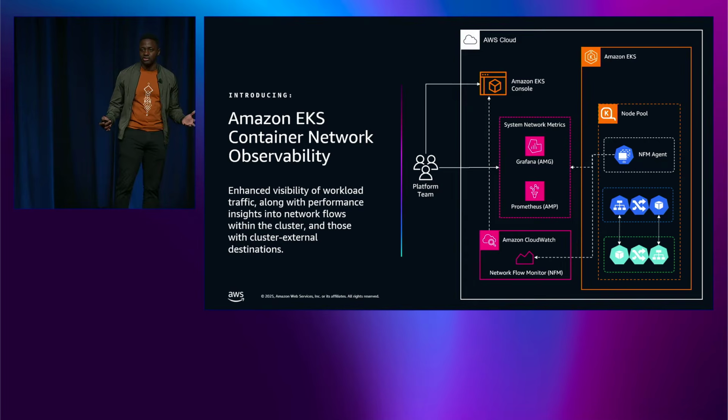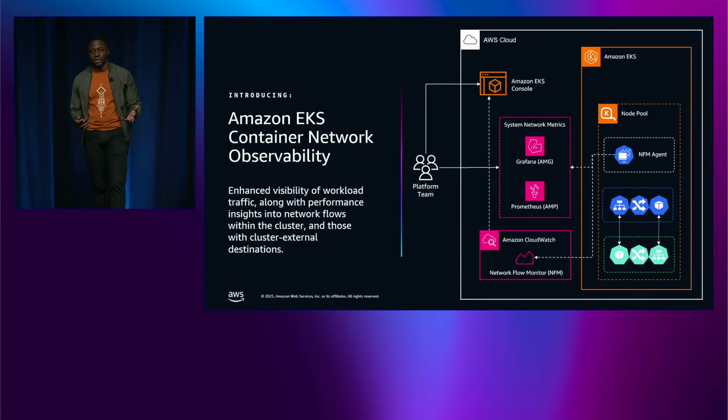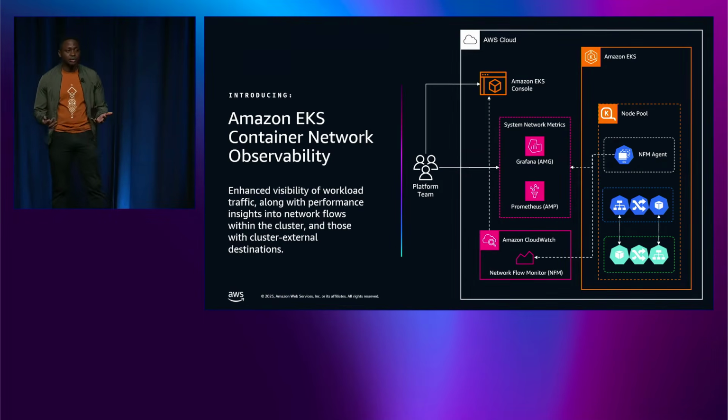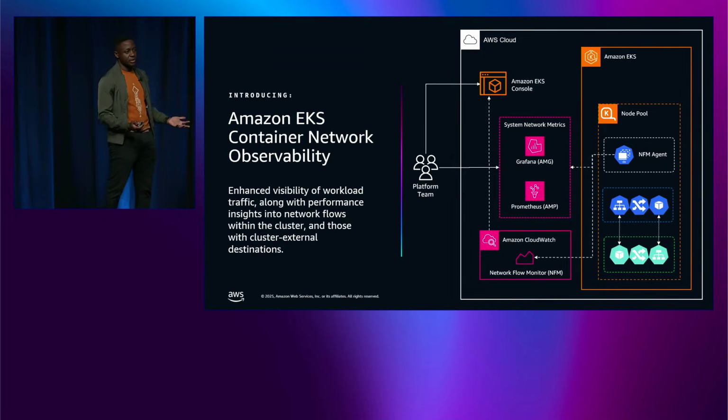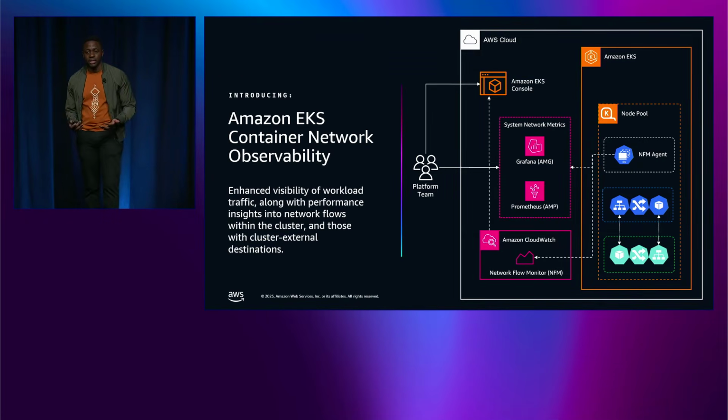And so we have two sets of metrics. We have system metrics as well as flow metrics. The system metrics can be scraped directly from the worker node and sent to your preferred monitoring solution. So if you are using Prometheus, for example, then you can directly scrape these from the NFM agent. Alternatively, you may be using Amazon Managed Prometheus, and you could use a scrapeless mechanism as well to essentially ingest those.